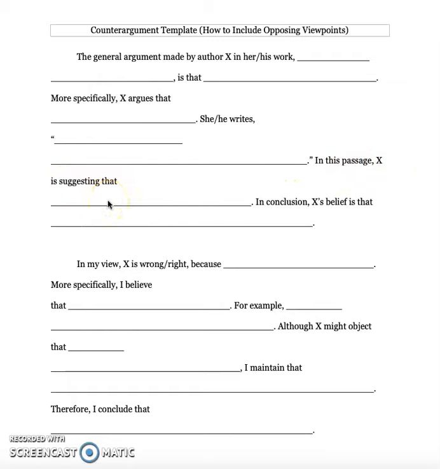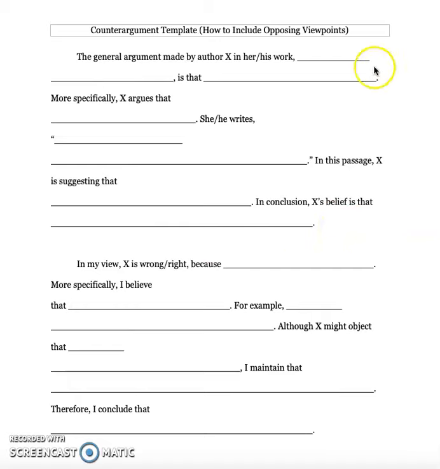So remember what happens when you use a quote. This is a quote sandwich. You're introducing the quote, right? He, she writes. They argue that this, he, she writes. All of this introduces the quote, and then the quote itself. And then you have to explain the relevance according to what you're writing about. In this passage, X is suggesting that, right? So explain how this differs from what you're saying about your subject matter. In conclusion, X's belief is that blank, right?